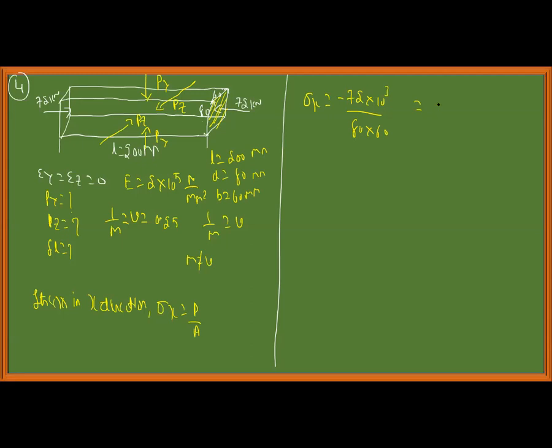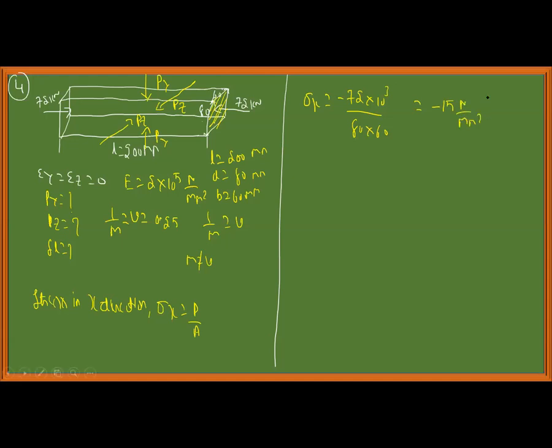Can you tell me what is sigma x? What is sigma x? Minus 15 MPa. Right, along with the sign minus. Minus 15 newton per mm square.